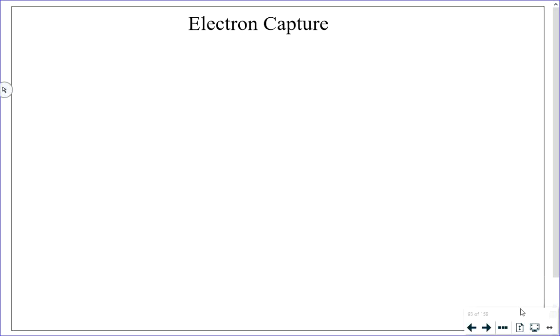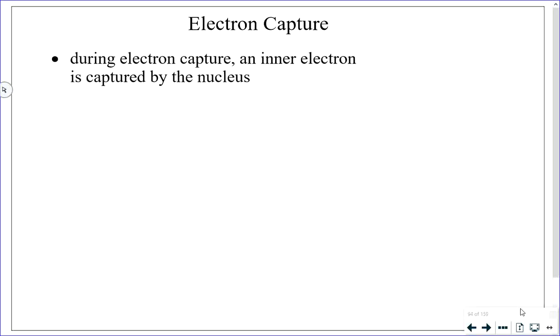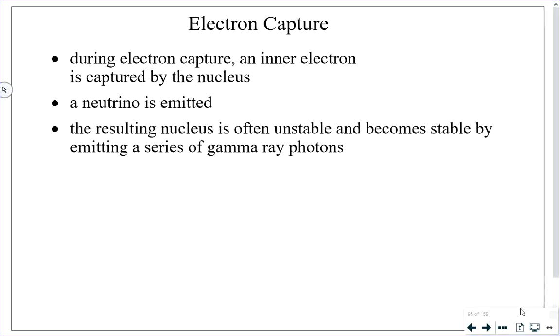I'm bypassing, I don't want to review mass defect and binding energy. During electron capture, an inner electron of the atom is captured into the nucleus where it joins forces with a proton that's already there to turn into a neutron. And in the process, a neutrino is emitted.